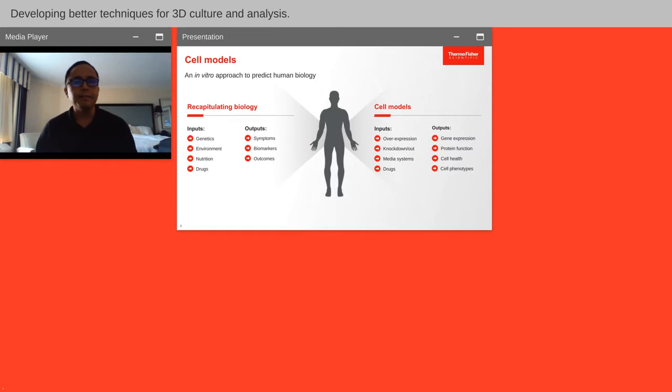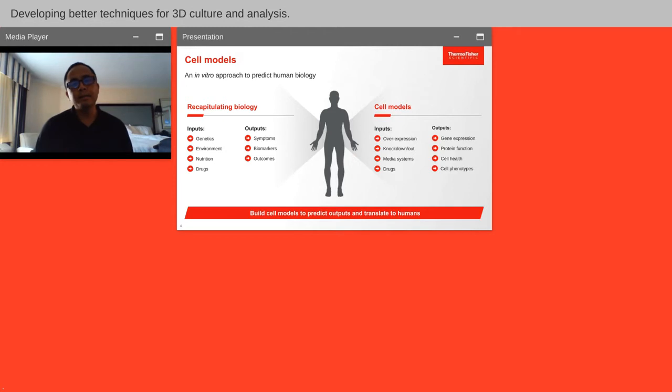We create a cell model to hopefully capture that type of complexity, but we'll look at more simplified inputs such as overexpression of genes or proteins, looking at media systems to mimic the nutrition, as well as the exposure to drugs, and measure comparable outputs to see how those changes in inputs can affect the system. So we're creating cell models to better predict outputs that best translate to humans.